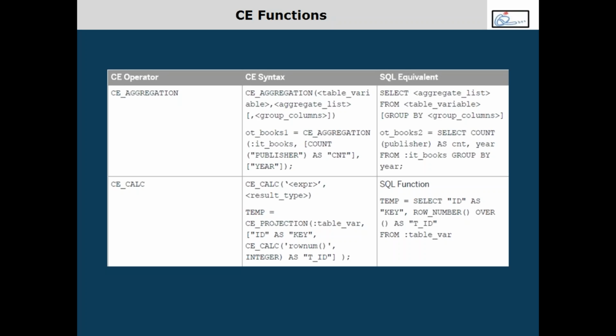Then we have another function called CE underscore calc. Let's say within the select statement you can perform some calculations, right? Let's say I have price and quantity as two columns. I would like to multiply both these and get the result as amount. What you say is select price comma quantity comma then price into quantity as amount, right? So when you want to implement those kinds of simple calculations, I can use the function CE underscore calc to perform those calculations.